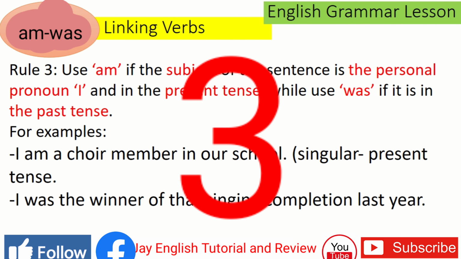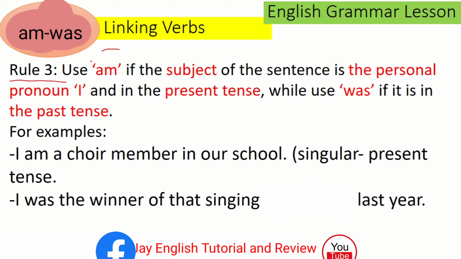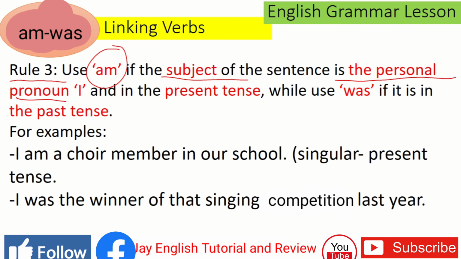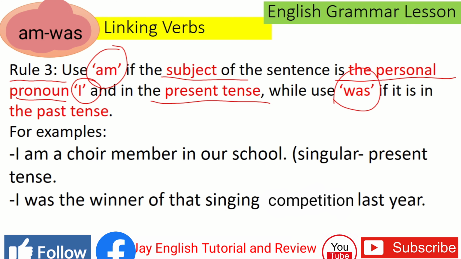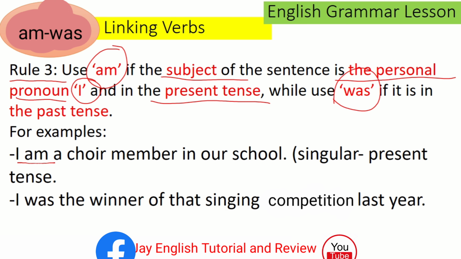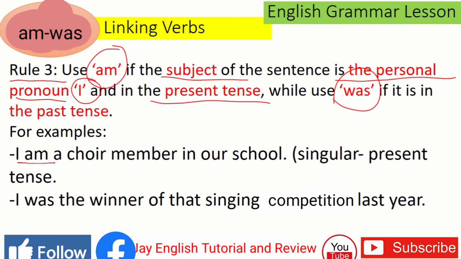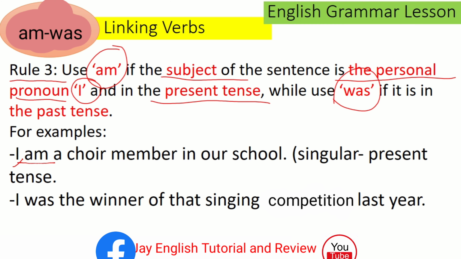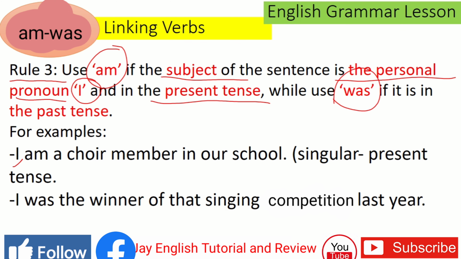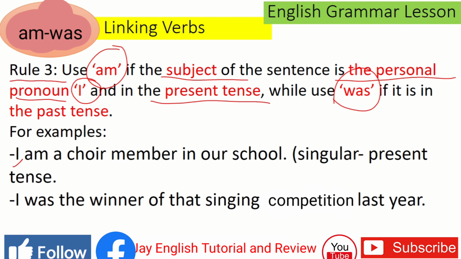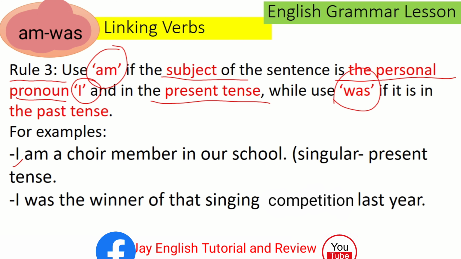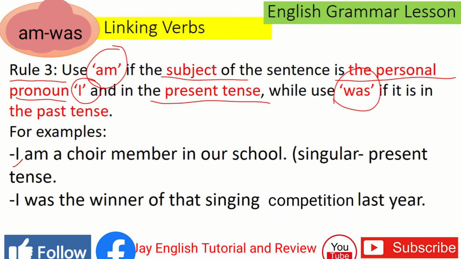Rule number 3. Use am if the subject of the sentence is the personal pronoun I and in the present tense, while use was if it is in the past tense. For example, I am a choir member of our school. So we have right here a subject I, and according to the rule, the linking verb that is going to pair with the subject I or the personal pronoun I is the linking verb am.